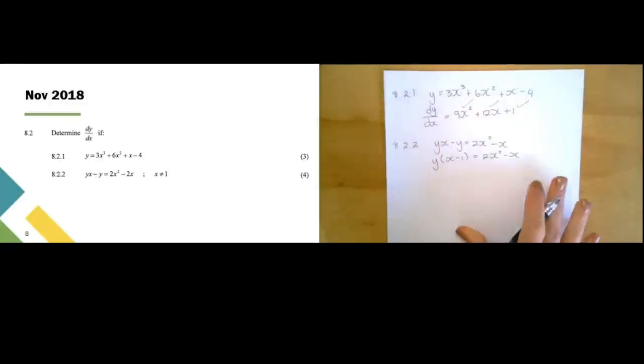If I now make y the subject of the formula, y equals 2x squared minus x divided by x minus 1. And now you will see this is like one of the previous examples we did. I've got a fraction. The numerator has got two terms in it, so I need to factorize it. The denominator has already been done, so that's fine. At the top, what can I do? I can take out an x.